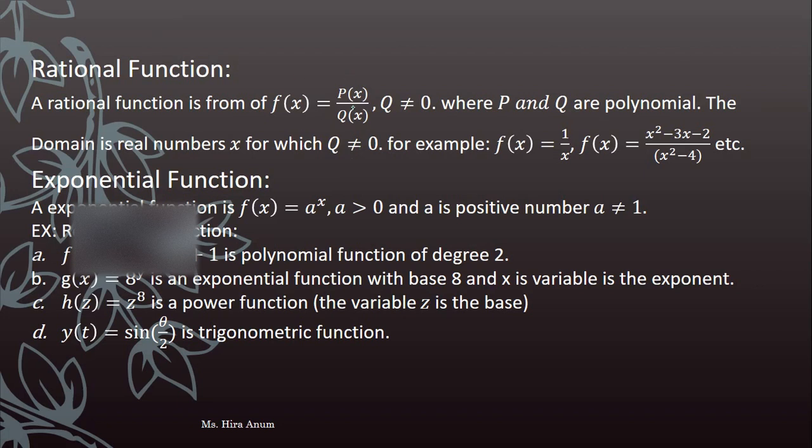Rational function: p(x) over q(x), where q(x) does not equal 0. This type of function is called a rational function. Exponential: a to the power x, where a is greater than 0, a is positive, and a is not equal to 1. Then it is called an exponential function. This is a polynomial function of degree 2. This is an exponential function because a is a constant greater than 0 and the base is 8, x is the variable.